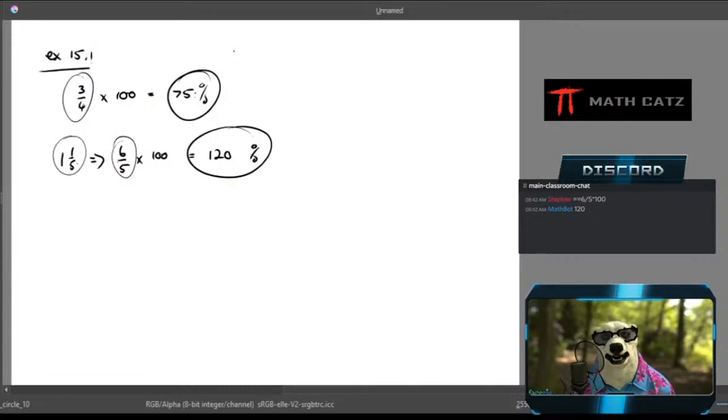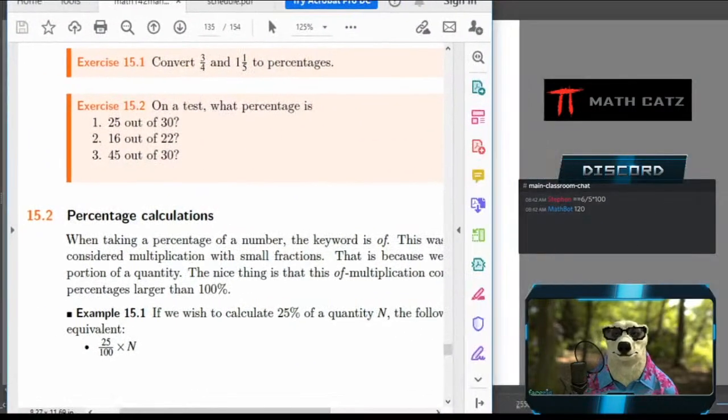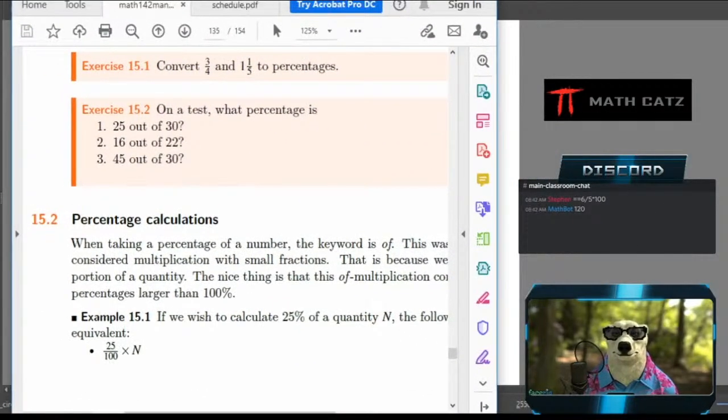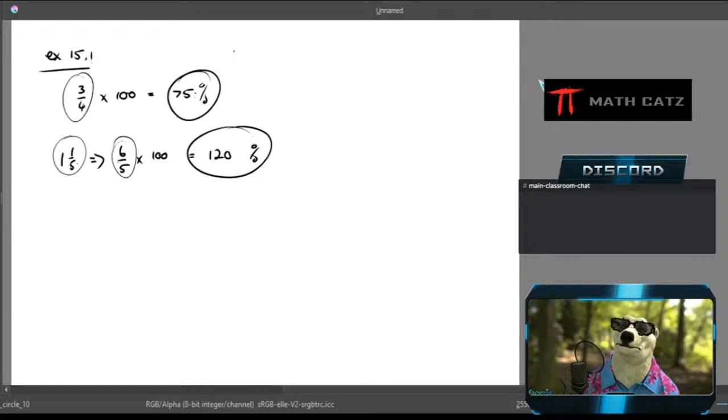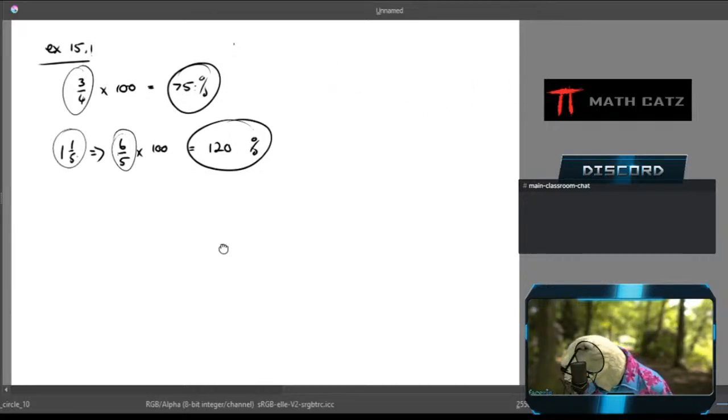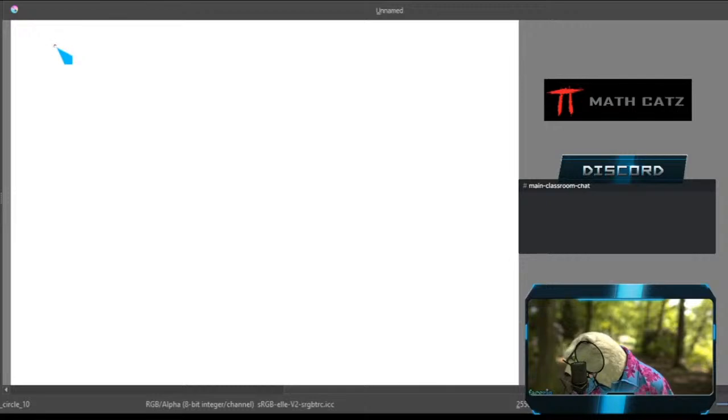Then we have the other, actually no, it's not really the other side, it's still the same side. 15.2, let's suppose you have a test and you score some scores. Of course, the total of the test could vary. What's your percentage on the test? How can that not be a relevant question? Super relevant. I can't think of anything more relevant.